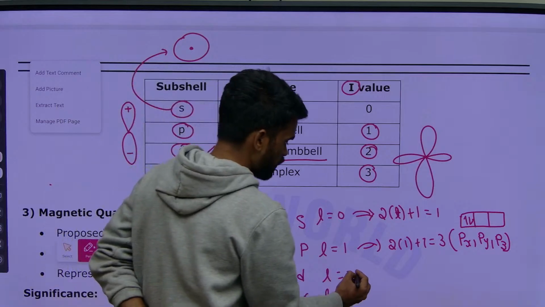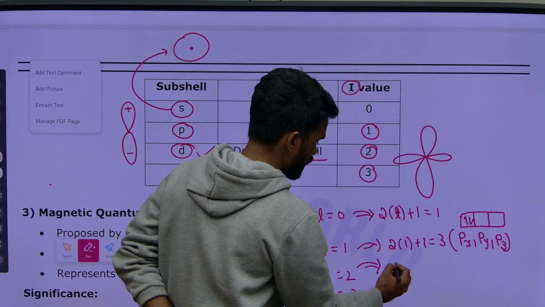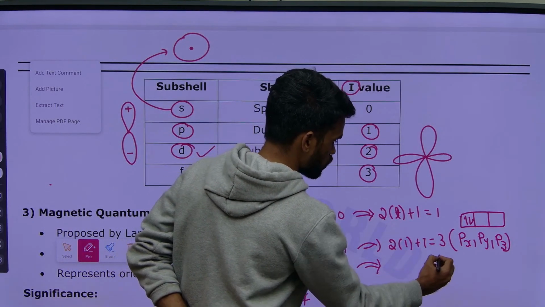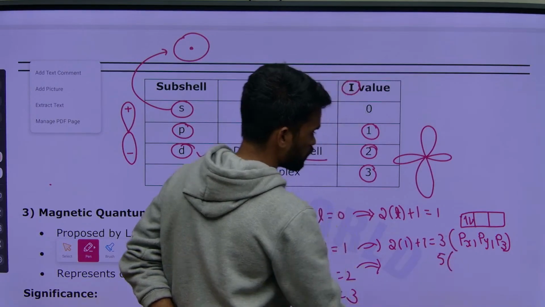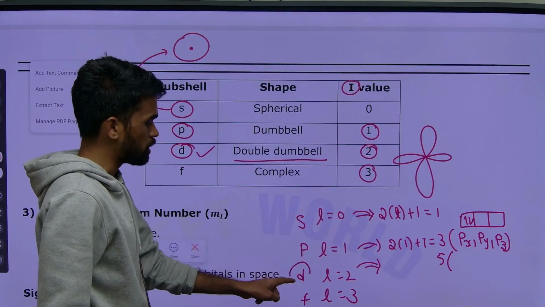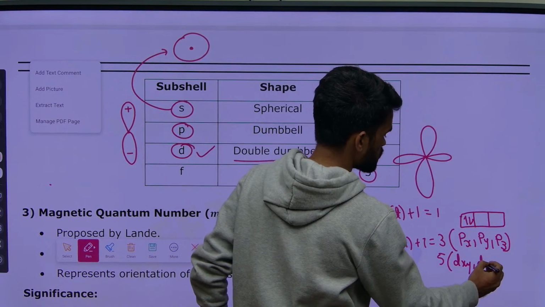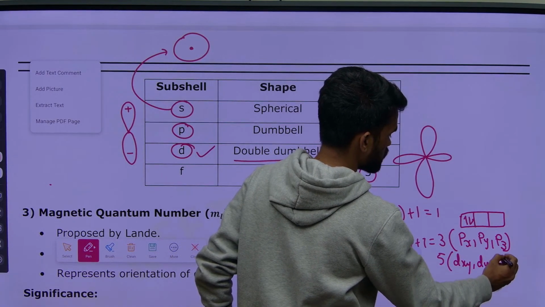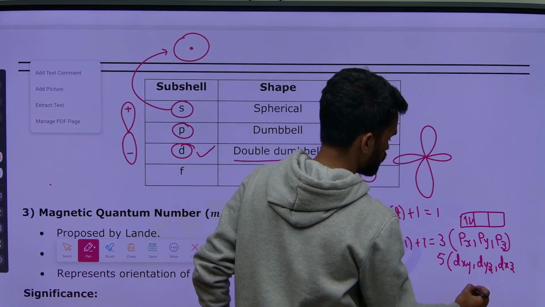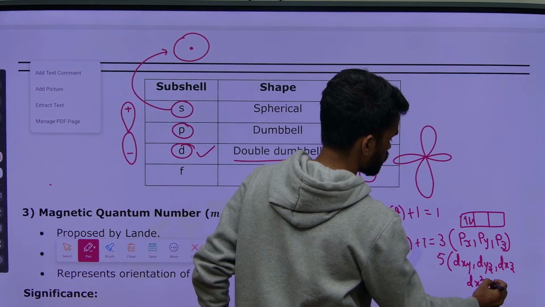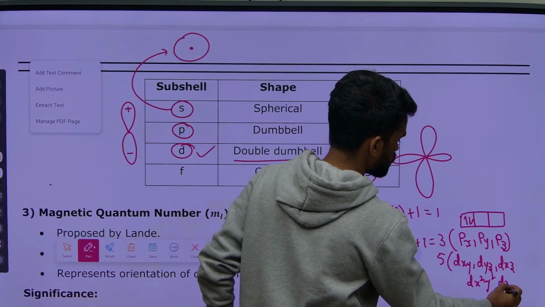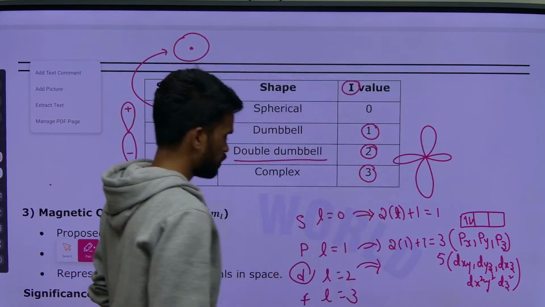Next, if L value is 2, then 2 times 2 plus 1, so you are going to get 5. So what are these 5 d orbitals? dxy, dxz, dyz, dx square minus y square, and dz square. These are the 5 d orbitals possible here.